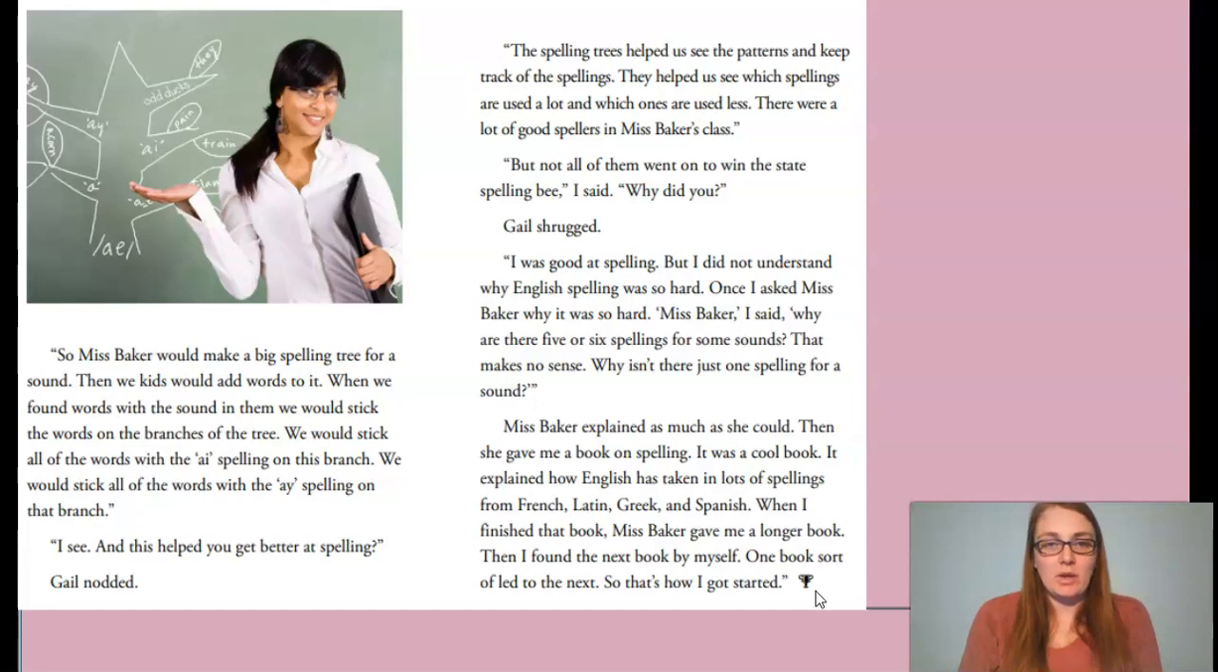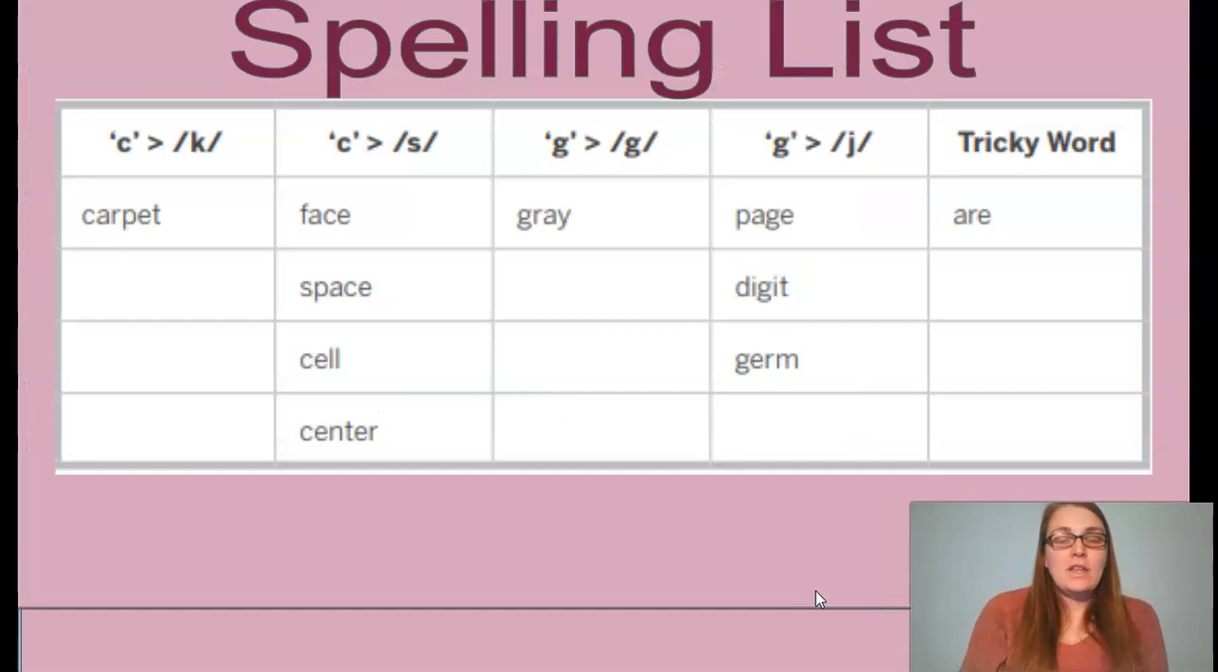Miss Baker explained as much as she could. Then she gave me a book on spelling. It was a cool book. It explained how English has taken in lots of spellings from French, Latin, Greek, and Spanish. When I finished that book, Miss Baker gave me a longer book. Then I found the next book by myself. One book sort of led to the next. So that's how I got started. So there's a little bit more information about Gail and her start with spelling after being in Miss Baker's class.